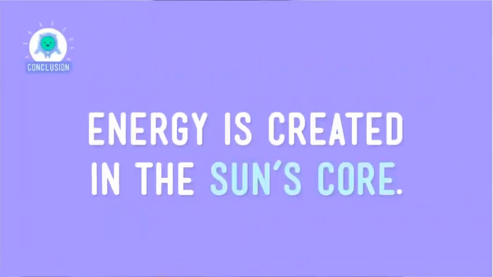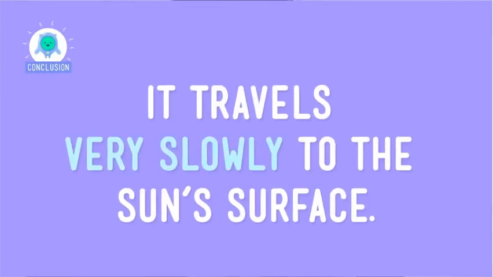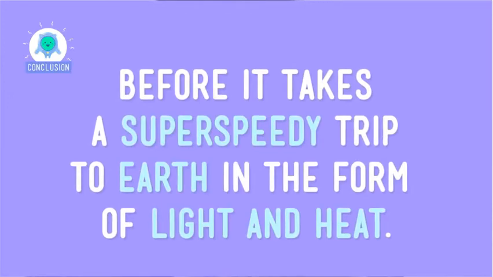So to sum up, energy is created in the sun's core. It travels very slowly to the sun's surface before it takes a super speedy trip to Earth in the form of light and heat. And you and I can see and feel that energy as sunlight. Without the heat and light we get from the sun, Earth would be just a frozen ball floating around in space, which would be a total bummer. So, thanks, Sol. You're a real star.